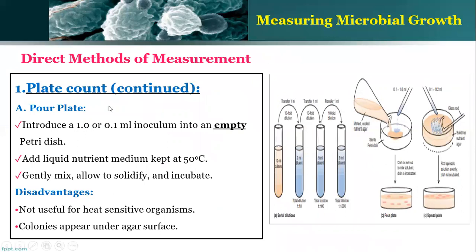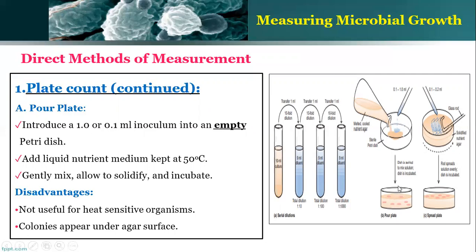In the plate count method, introduce 1 ml or 0.1 ml of inoculum into an empty Petri plate. Here in the image, you can see 1 ml or 0.1 ml is inoculated, 1 ml of serially diluted sample, and then it is mixed with the agar medium when it is in liquid form, at 50 degrees centigrade. Then mix it properly and pour it into the Petri plate. As you are pouring it into the Petri plate, it is known as the pour plate method.